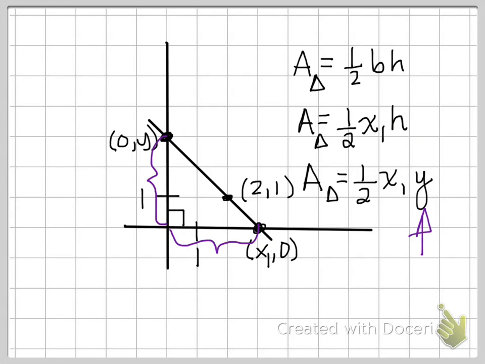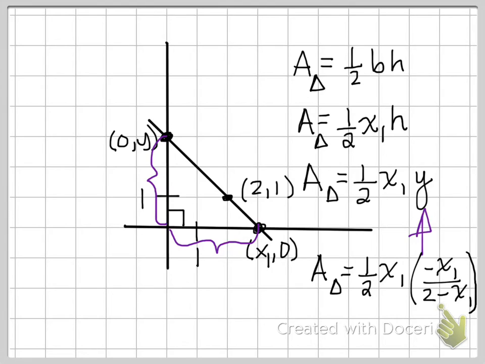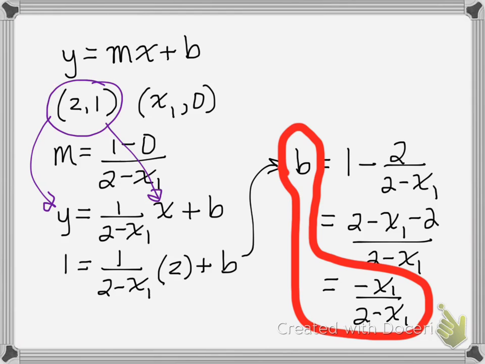So it's all done. I just need to substitute it in. The area of the triangle is 1/2 x1 times negative x1 over 2 minus x1. There. Now I've got the area in terms of x. I'm calling it x1, but that was just a choice that I made. Let me just make sure: negative x1 over 2 minus x1, negative x1 over 2. So we're done.